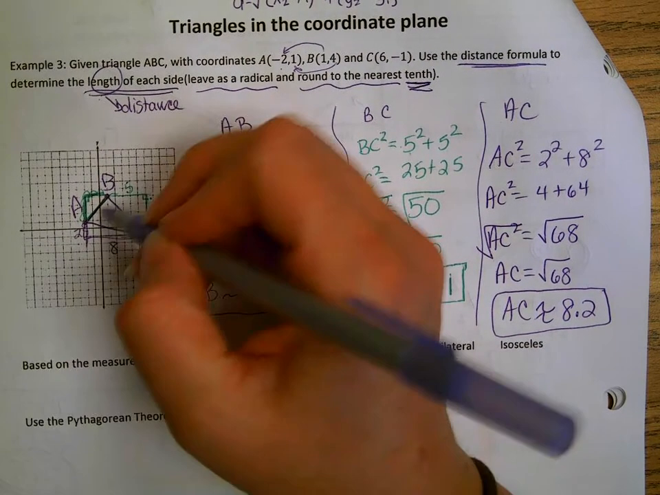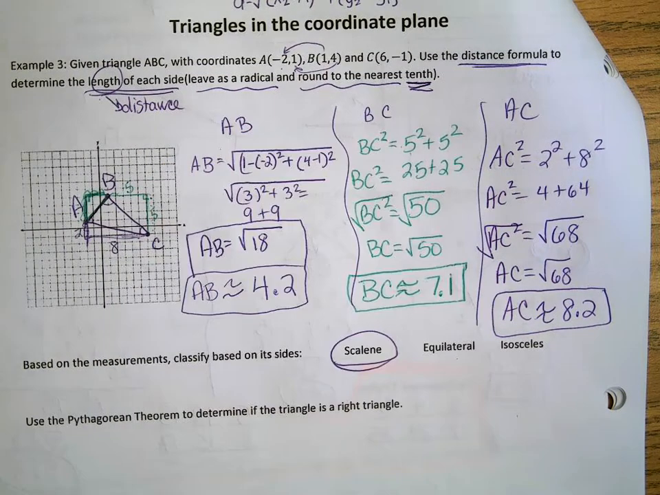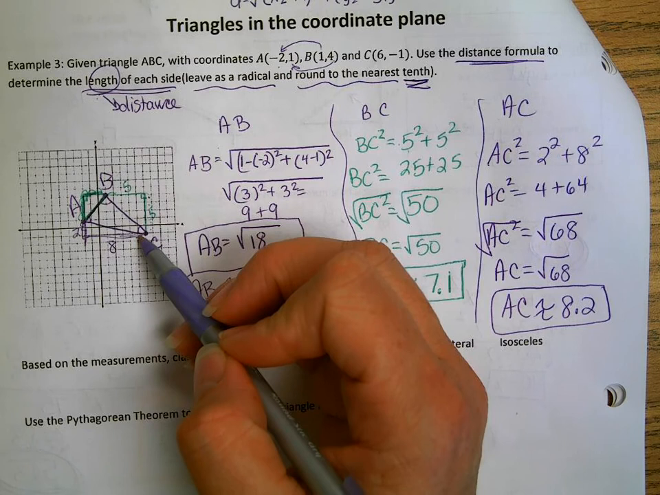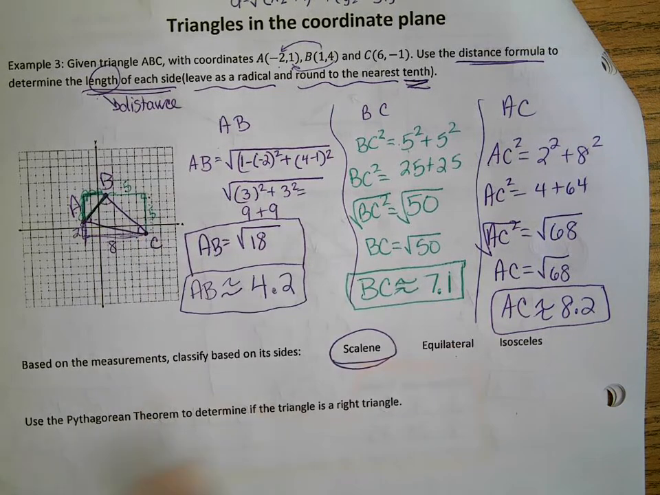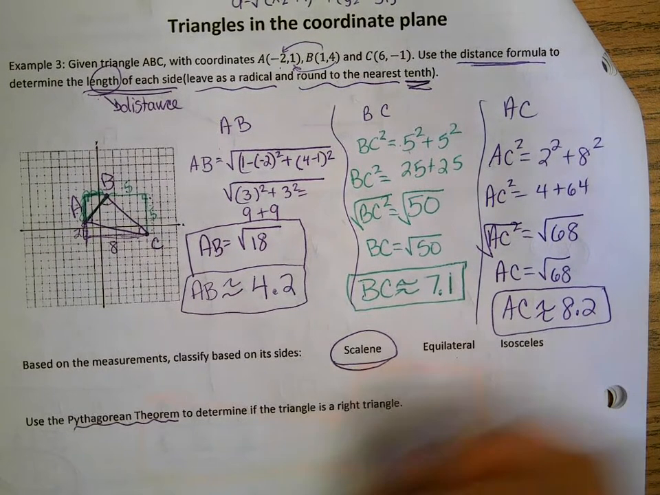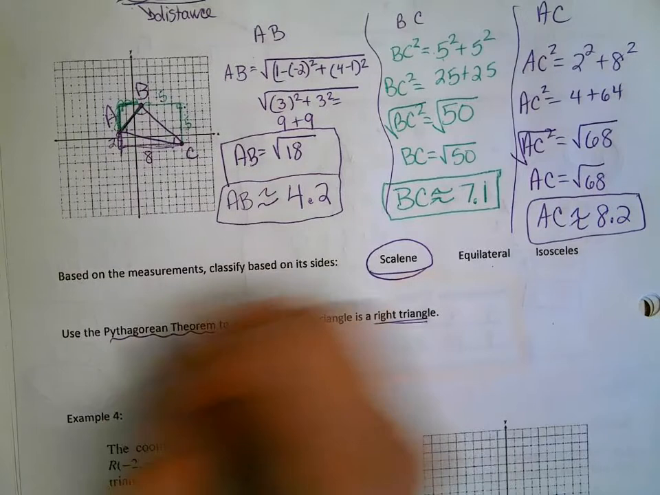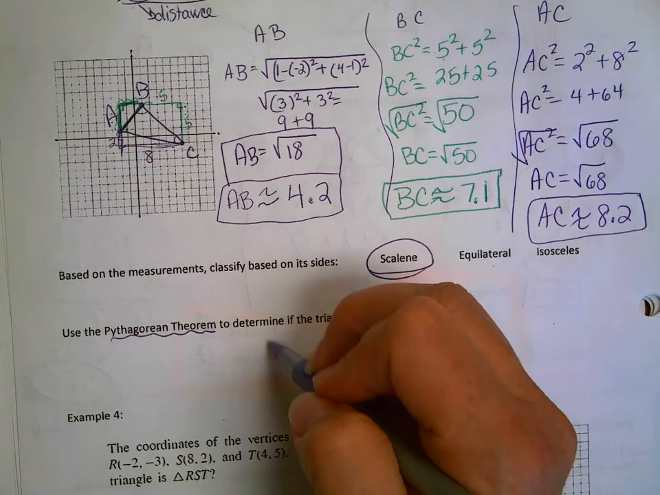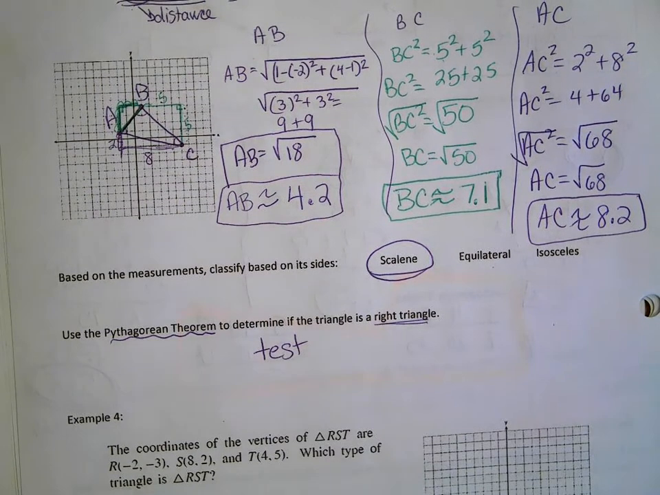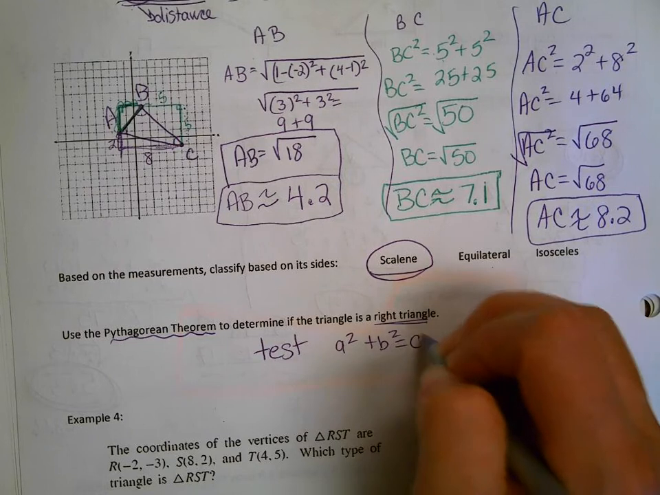But looking at it, scalene, we don't know the angle measures. This angle looks acute, this angle looks acute, this angle looks acute. So we could say it's a scalene acute triangle, but we're going to utilize the Pythagorean theorem to determine if it's a right triangle. Okay? So in order to use the Pythagorean theorem to see if it's a right triangle, we're going to test these values into a squared plus b squared equals c squared.